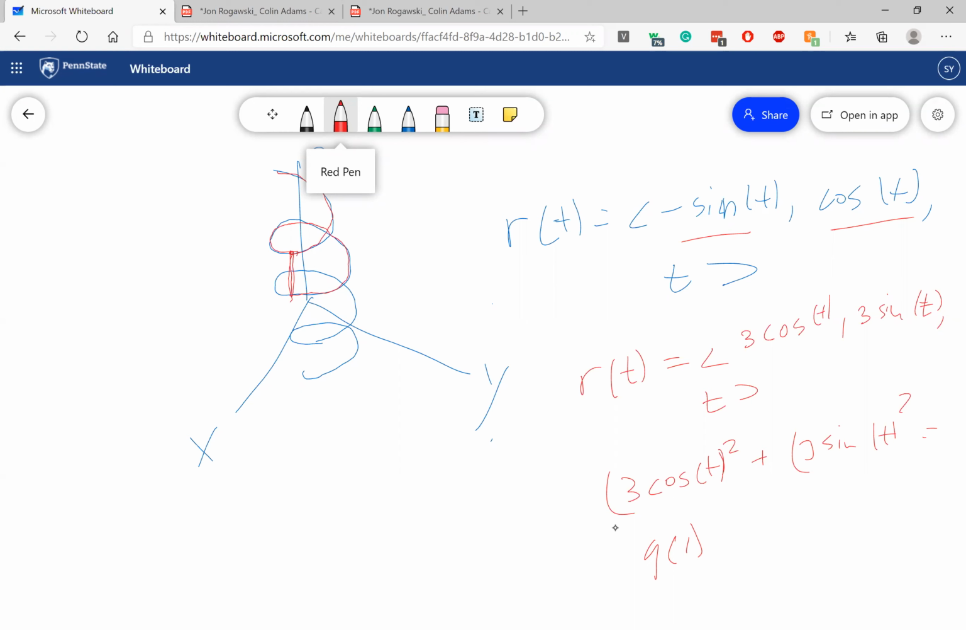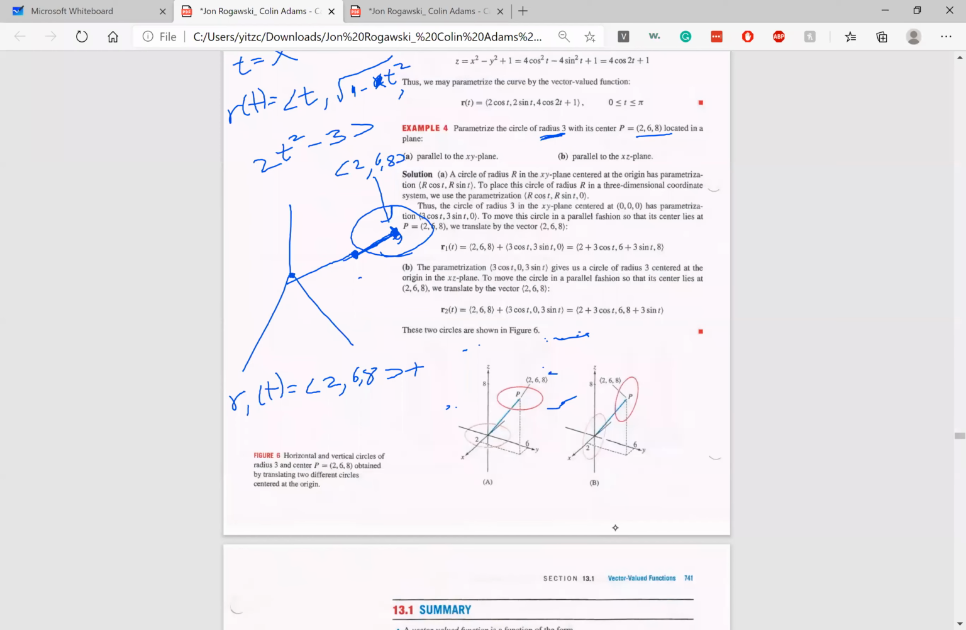And now, so this is equal to 9, which tells us that the circle has radius 3. So then you would have the same exact circle, just now with radius 3. So in our example, when you look at the center, you add to it a circle of radius 3. So that would be 3 cosine of t, exactly what we just did, and 3 sine of t.